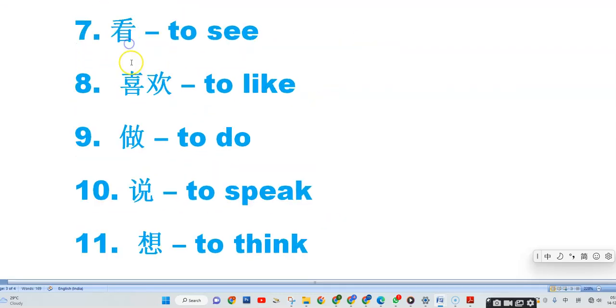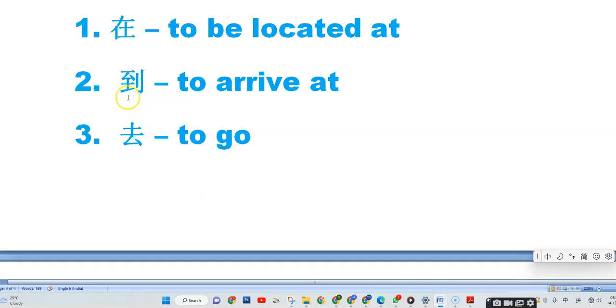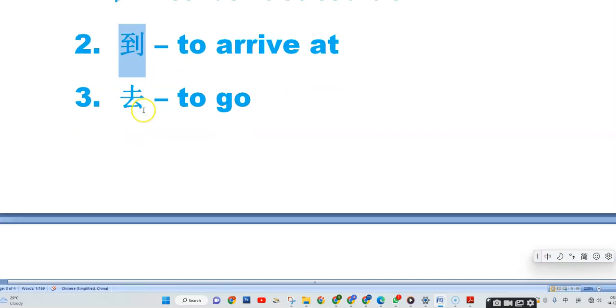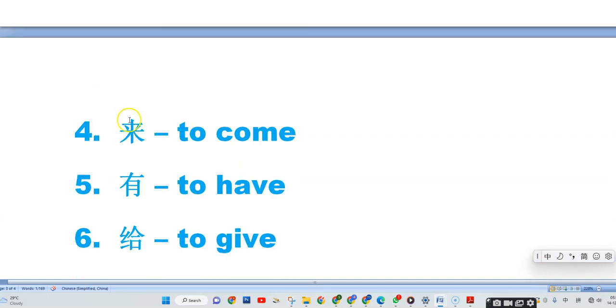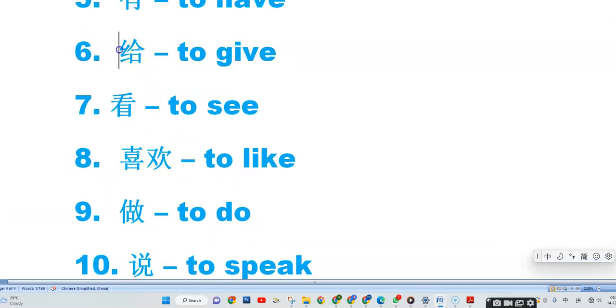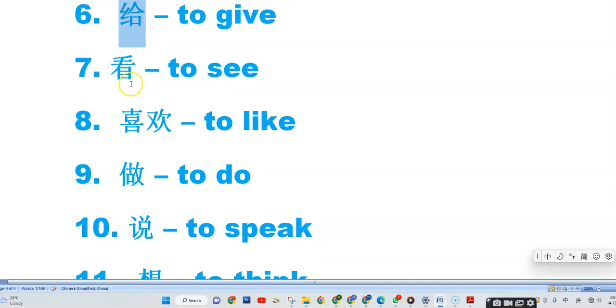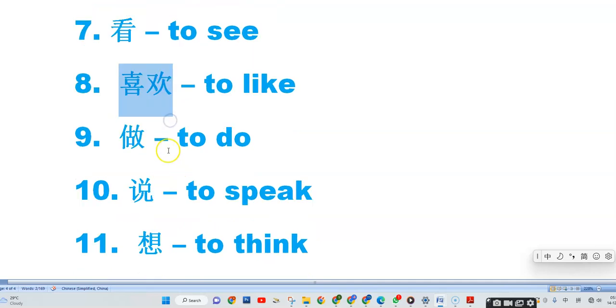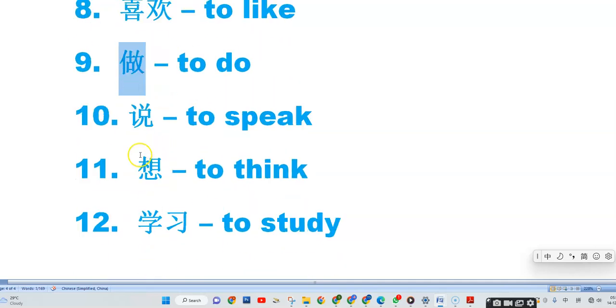So here we are going to revise it. Zai, to be located at. Dao, to arrive at. Qu, to go. Lai, to come. You, to have. Gei, to give. Kan, to see. Xi Huan, to like. Zuo, to do. Shuo, to speak. Xiang, to think. Xue Xi, to study. That's all.